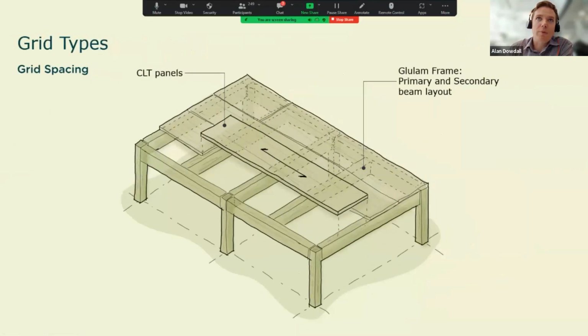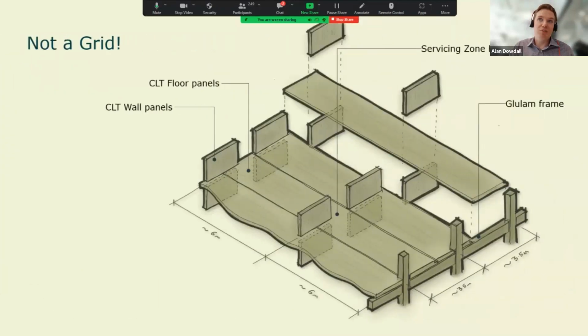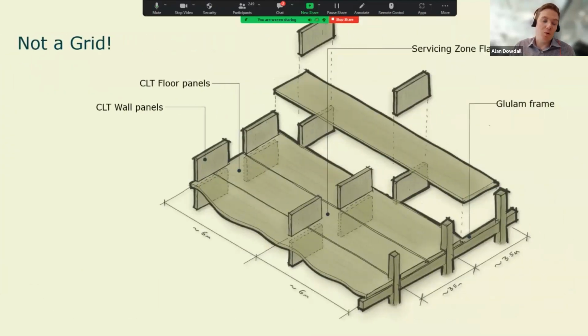Then going a bit more extreme, if you're almost replicating what a steel frame could look like, you can start to have primary and secondary glulam beams. I think this is probably less popular because it's quite dense and heavy, but we have done it in the past. And they're just some examples of grids. But what I would say is, sometimes just forget about a grid and go for what's right for the space you're designing in front of you.